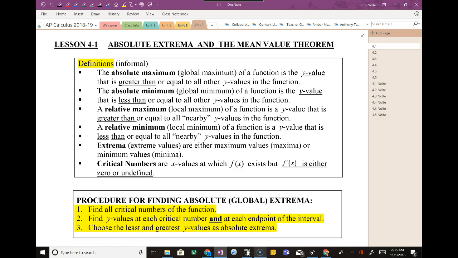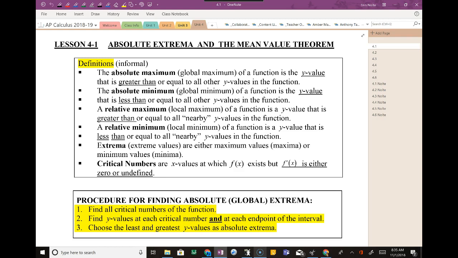4.1, we have absolute extrema and the mean value theorem. So Chavez wanted some mean stuff, so there's your statistical reference. It's as good as it's going to get. Okay, so we've got some pieces in here.